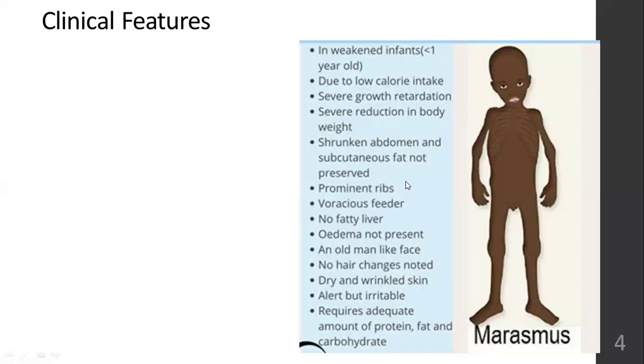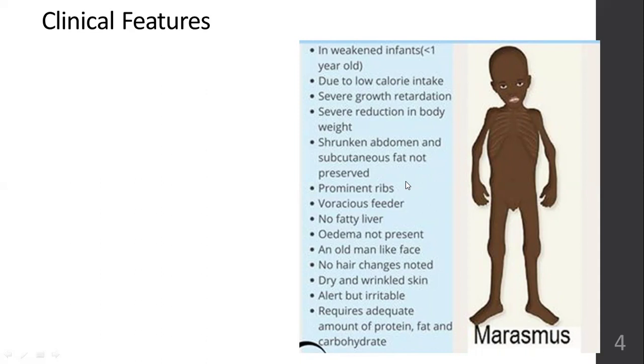Edema is not present here. There is no swelling as well. If the swelling was there, you would not see the bones, because you can see the bones means there is no swelling. And old man like face, wrinkled, all the fat has been lost. You can see in old age also they lose all the fat from the body and the skin becomes very loose and shrunken and wrinkled. Okay, the same effect you will see here as well.